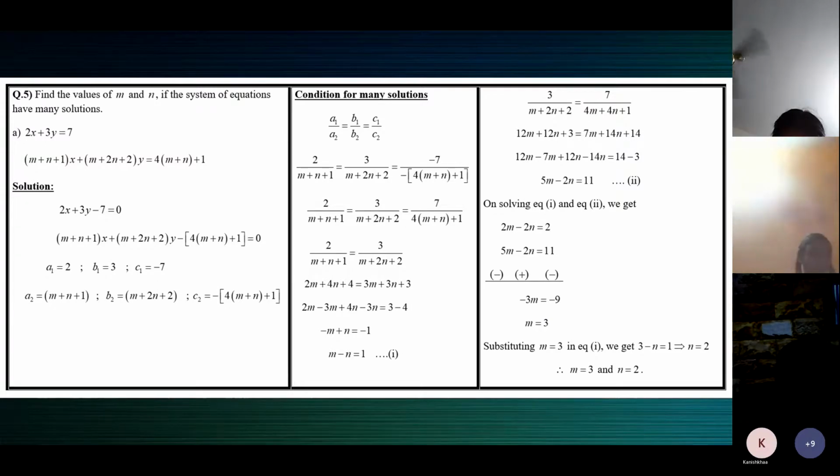Okay, so see, here we are not solving the two equations for x and y. We are trying to find the values of m and n so that the system of equations has many solutions.